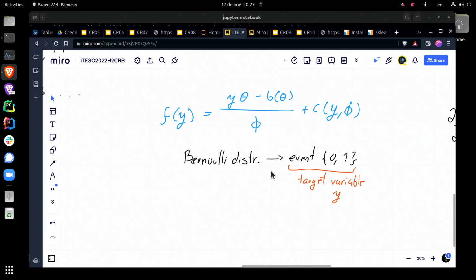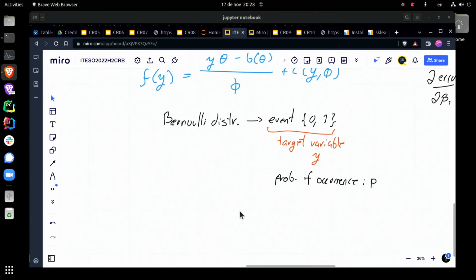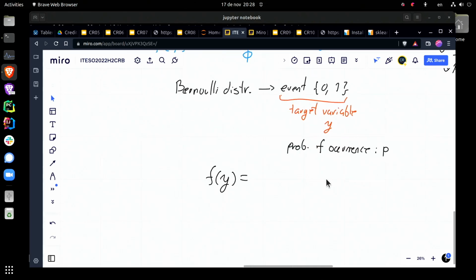For credit risk modeling. And we have a probability of occurrence, that is P, right? So by using this information, we can try to build the probability distribution function, right? So for our target variable y, we want a function that actually provides the probability of all the possible values that we can encounter. In this case, these are just 0 or 1.